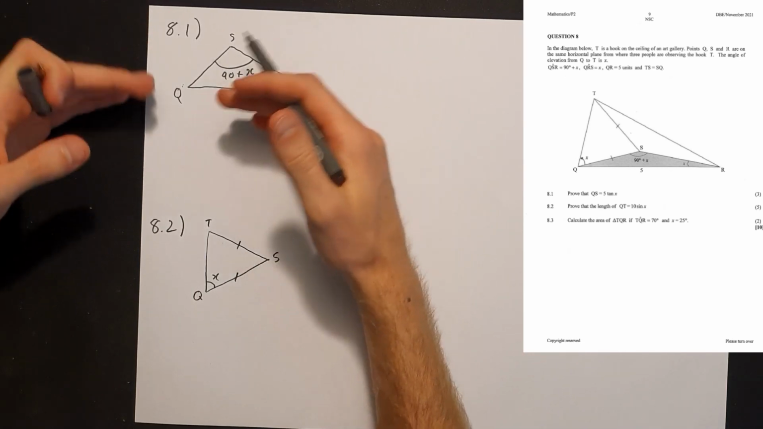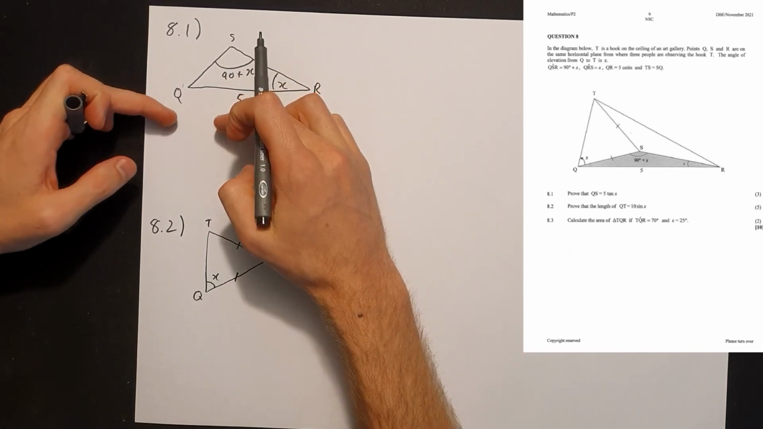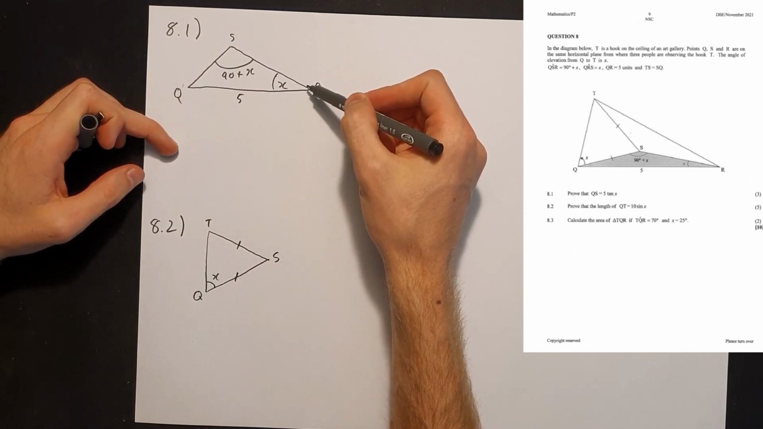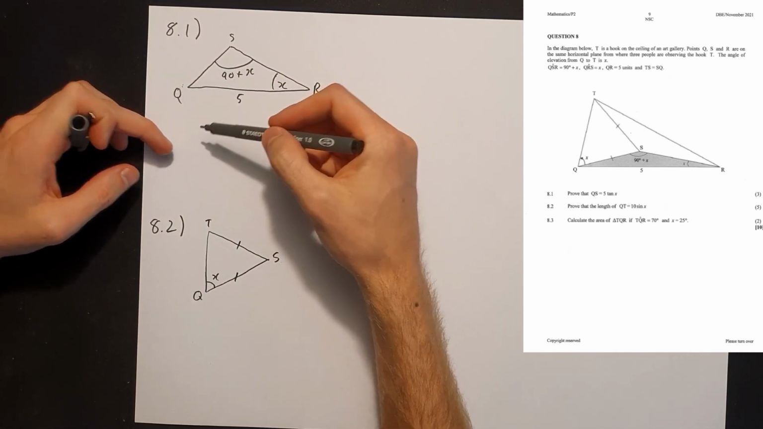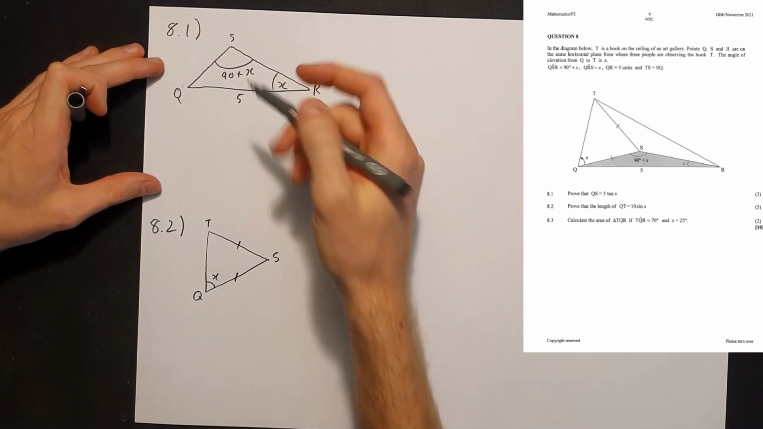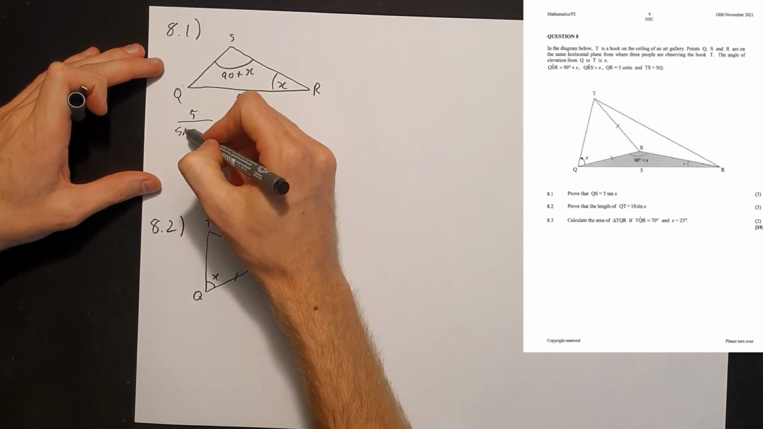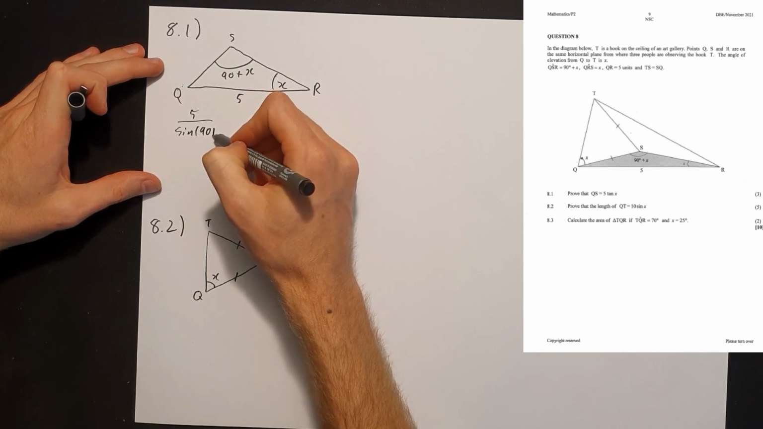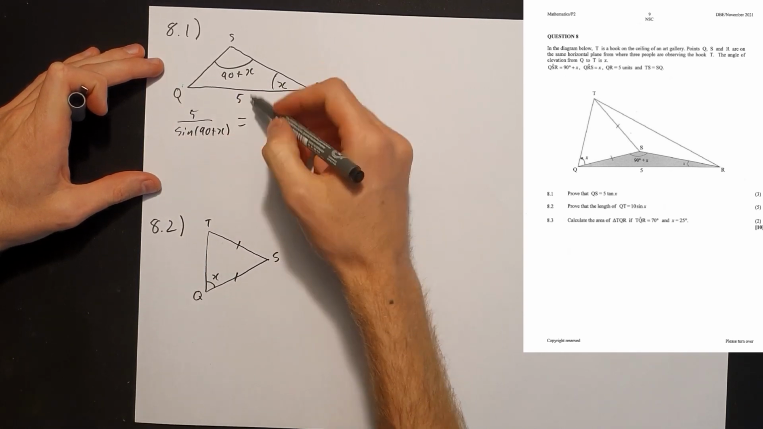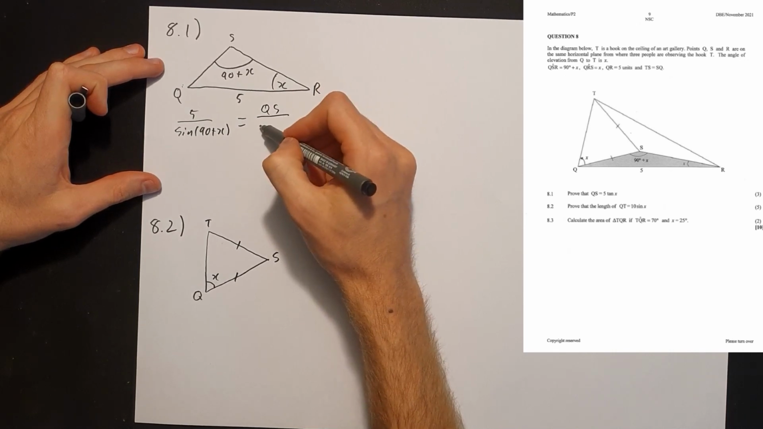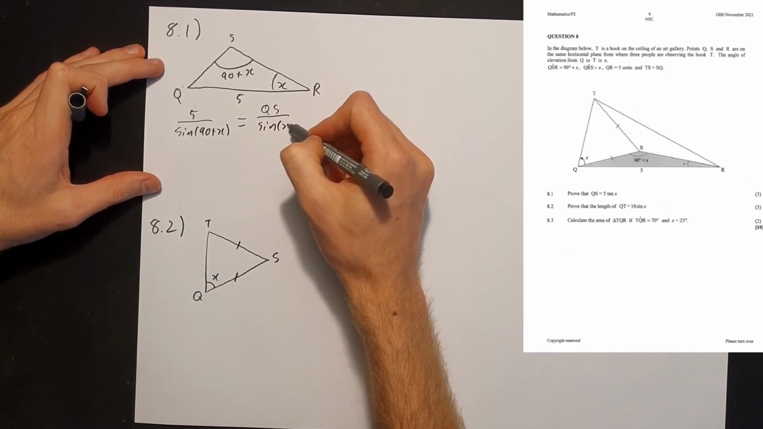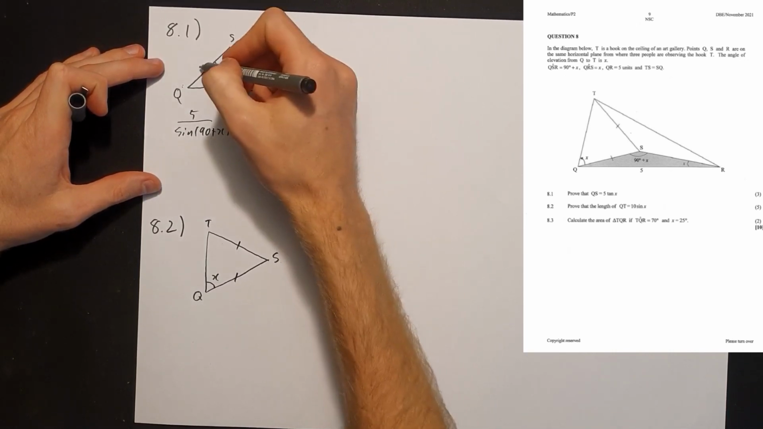It doesn't matter which way you put it around, if you put sine on top and the size of the opposite side at the bottom, or the side on top. I prefer putting the side on top, so it's going to be 5 over sine of 90 plus X equals QS over sine of X. So it's opposite over opposite.